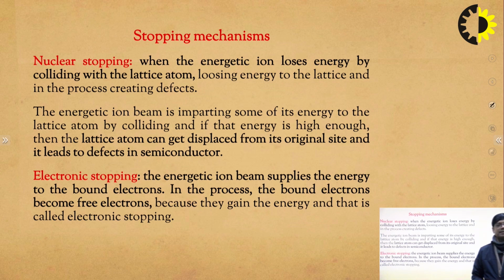Now, let us discuss the stopping mechanism. As we know, the dopant beam is bombarded onto the wafer surface, and after traveling some distance inside the wafer, the dopants come to rest. Now, how are they stopped inside the wafer? For that, there are two stopping mechanisms. One is known as nuclear stopping and the other is known as electronic stopping.